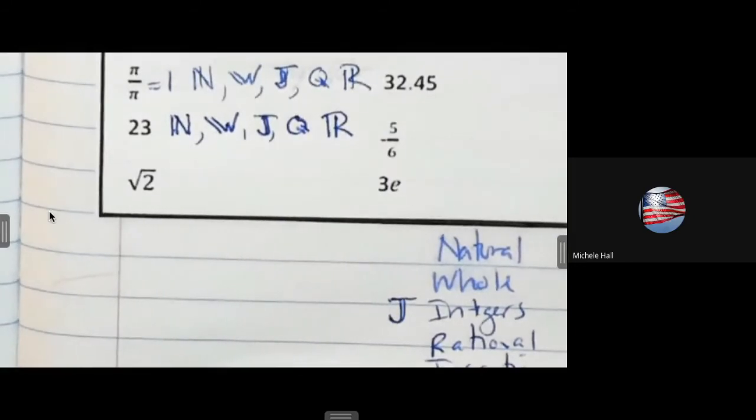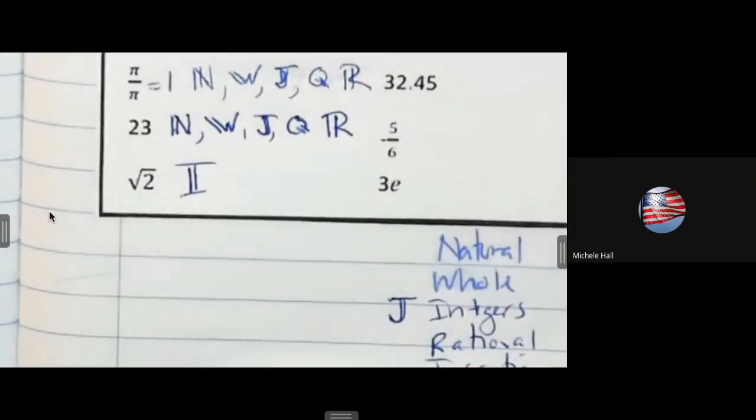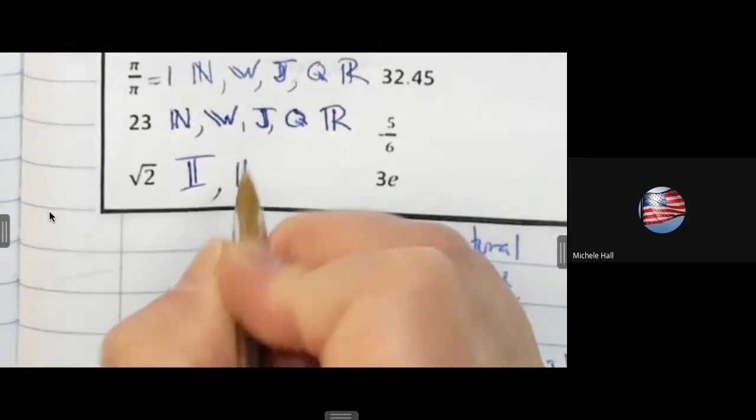How about the square root of 2? Where does the square root of 2 belong? Is it a perfect square? So where does it go? Irrational. So that would be I. Anything else? Yes, it's a part of the real number set. They're all part of the real numbers.